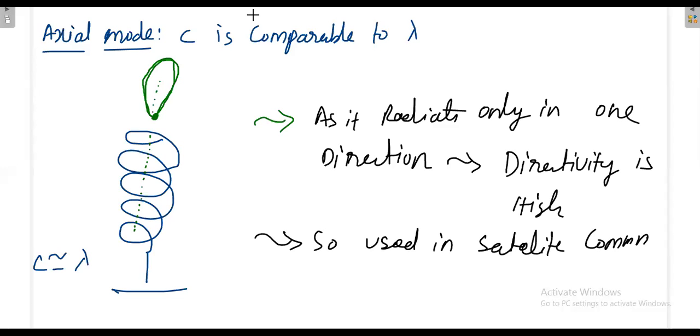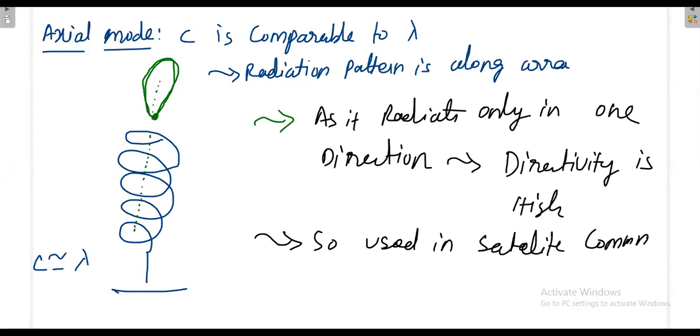Okay, so finally we have discussed axial mode, and the radiation pattern is along the direction of the array axis. Okay, so the radiation pattern is along the array axis. Okay, next we'll see normal mode.